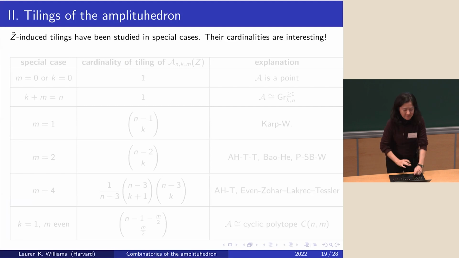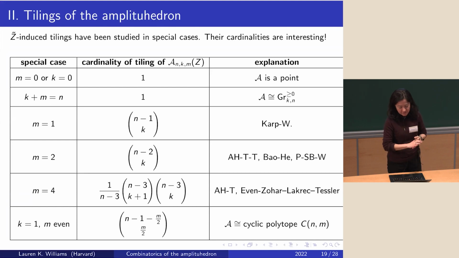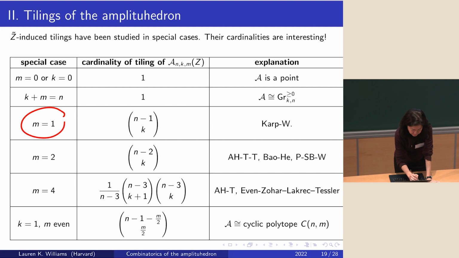Okay. So once we have that notion, we can look at what we get in special cases. And we can look at how big are the tilings, like how many pieces are in a tiling. And so you get a lot of interesting combinatorial numbers when you do that. So for example, when m is 1 or m is 2, you get some binomial coefficients. So that's the number of tiles in a tiling.